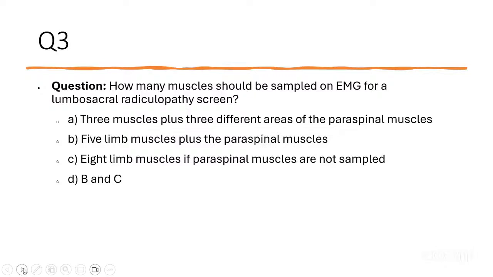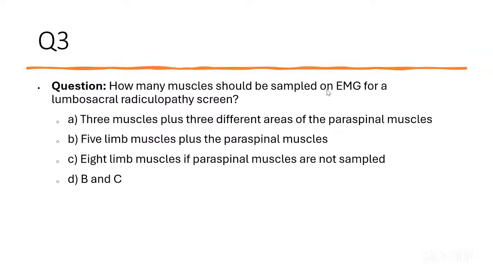How many muscles should be sampled for EMG for a lumbosacral radiculopathy screen? Three muscles plus three different areas of the paraspinal muscles, five limb muscles plus the paraspinal muscles, or eight limb muscles with paraspinal muscles not sampled. B and C. You always plan to do an EMG whenever lumbosacral radiculopathy is asked for. You have to plan how many you are going to do.